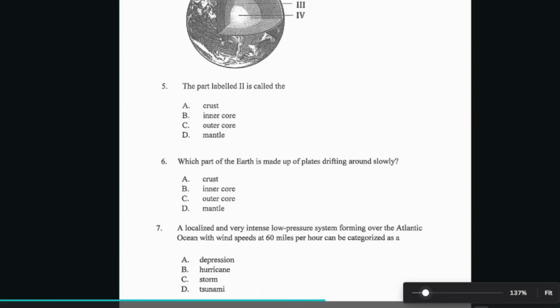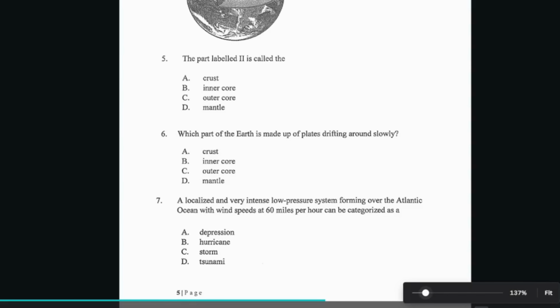For tropical depression, the wind speeds would be 38 miles per hour or less. For tropical storms, the wind speeds would be 39 miles per hour. Miles per hour, remember that's the unit. I said miles earlier, but it's miles per hour, okay? So 39 to 73 miles per hour, that would be a tropical storm. A category 1 hurricane would be 74 to 95 miles per hour.